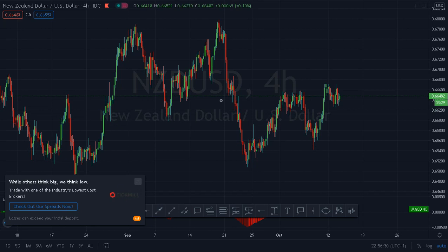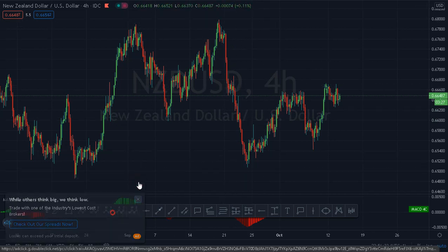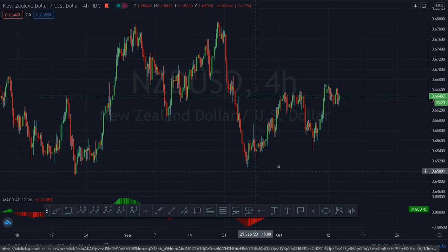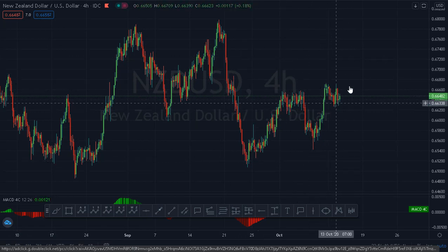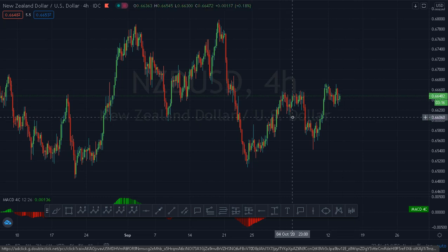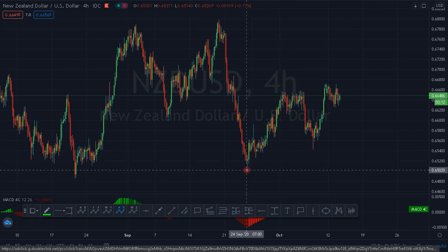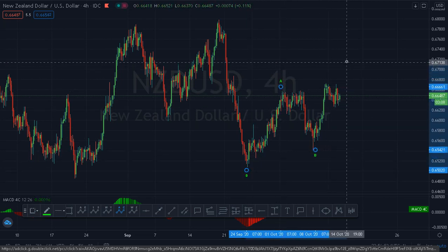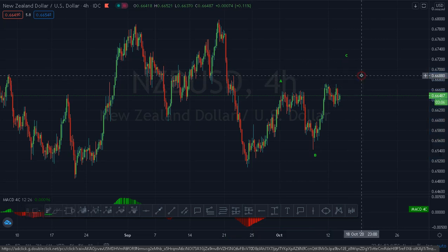I don't have time to label all these things. Maybe I will do it next day. But this is an impulse, and we are correcting the impulse. This is wave A. This is B. This is C.